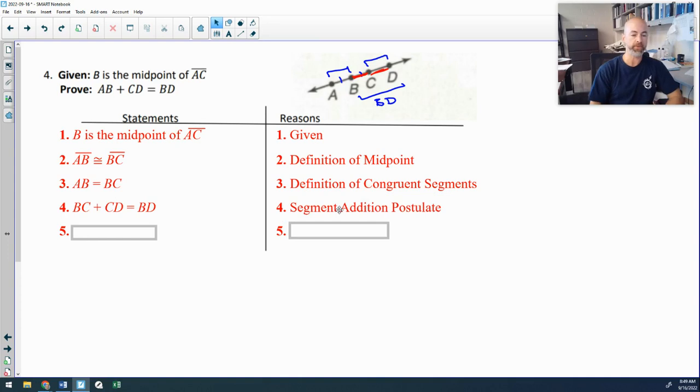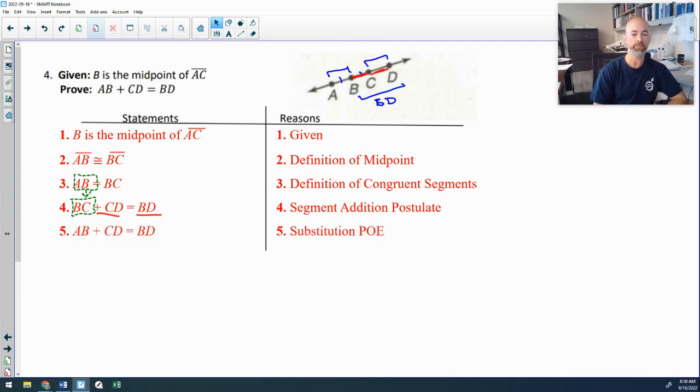And then we are one step away. And again, the good thing about proofs is we know what we're shooting for. We want AB plus CD to equal BD. We almost have that. We have the CD, we have the BD, but we don't have an AB. But since I know that AB and BC are equal to each other, then I can substitute this AB for that BC. And when I make that substitution, I have my objective that AB plus CD does equal BD. So substitution property of equality to wrap that one up.